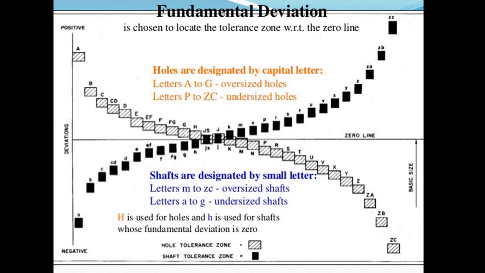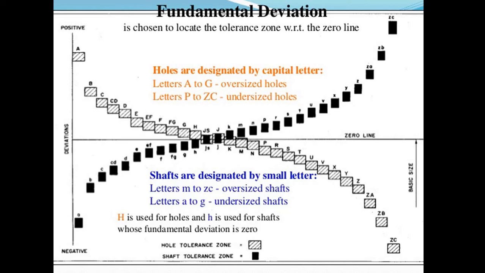Sizes are measured from this reference. Remember that one reference line is there. From here to here is the basic size, the distance between this line and this line. If you take the example of A type of hole, it is greater than the basic size. If you take the example of G type of hole also, the sizes of the G type hole are larger than the basic size. That's why they are called oversized holes, A to G.